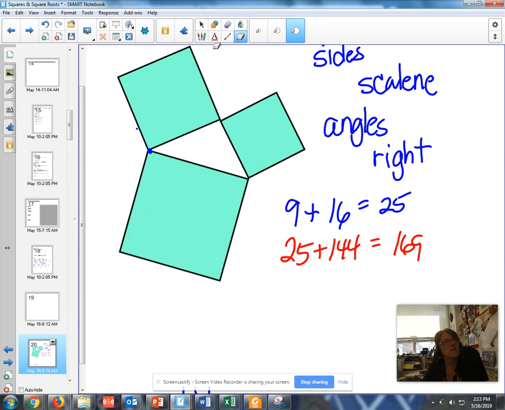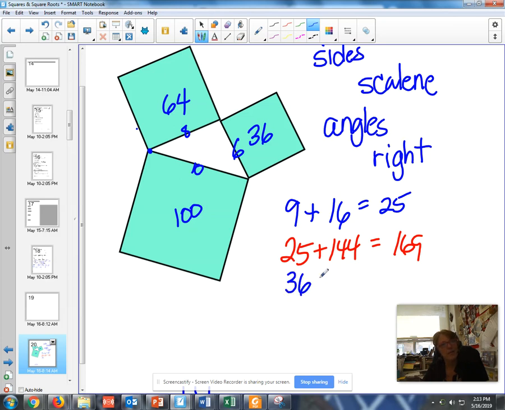And the last one I had you do, that one happened to be 36 for the smallest one. The next biggest one was 64, so that was a side 6. This was a side that was 8. And then the big square, the biggest one in this grouping was 100 squares, so that was a 10 by 10. And if you look at these, 36, 64. Oh, it equals 100. Holy cow.